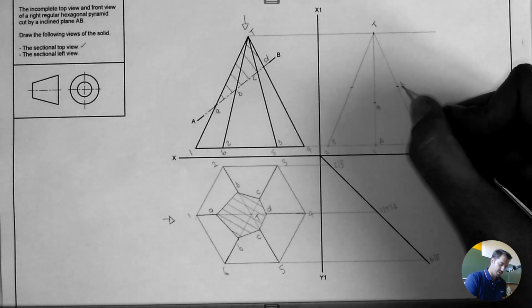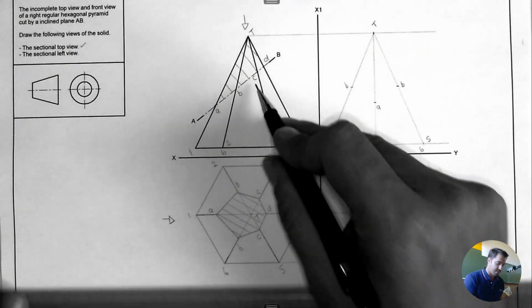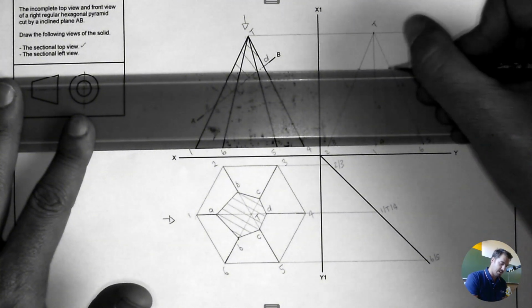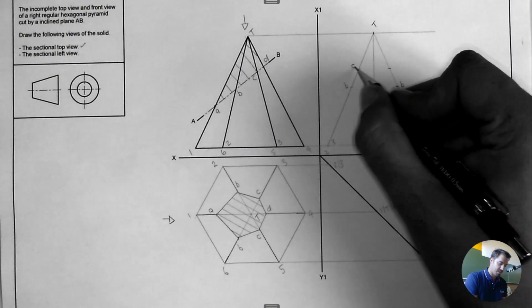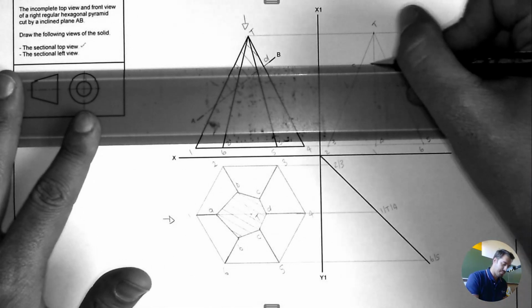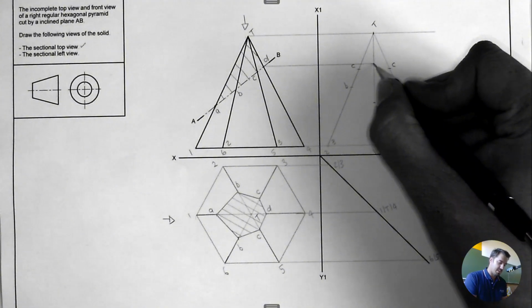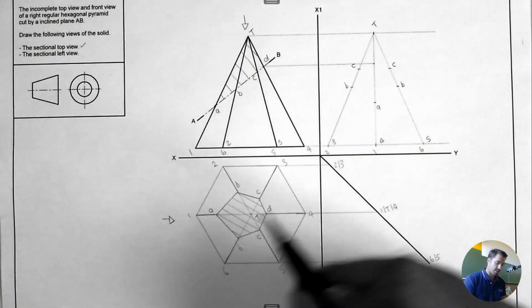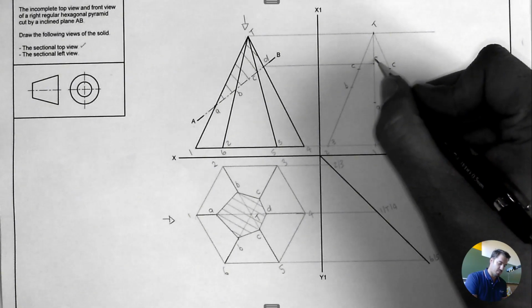So that's point B. C cuts between 5 and 3. So that's 3, that's 5. C, and the last one is point D, that cuts exactly in the middle at the back, point 4. It goes up to the top. So that would be D.